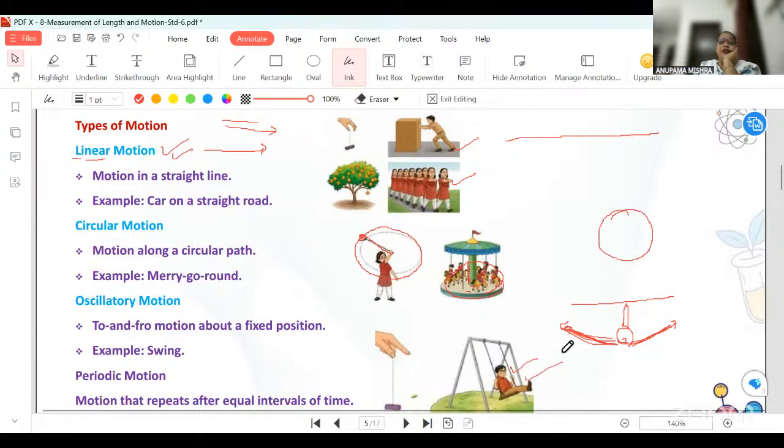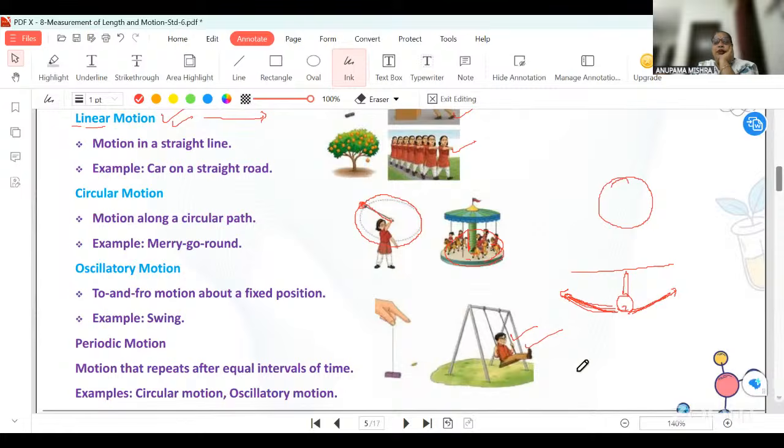You can see how the child is swinging on this swing, easily, happily swinging. Okay, and if you hang one stone freely and you move it this side, it will go the same to the other side. However much force you give, it will move to the side, then it will come to the mean, and again it will move to the side. So, to and fro motion is called oscillatory motion, a motion that repeats after equal intervals of time.